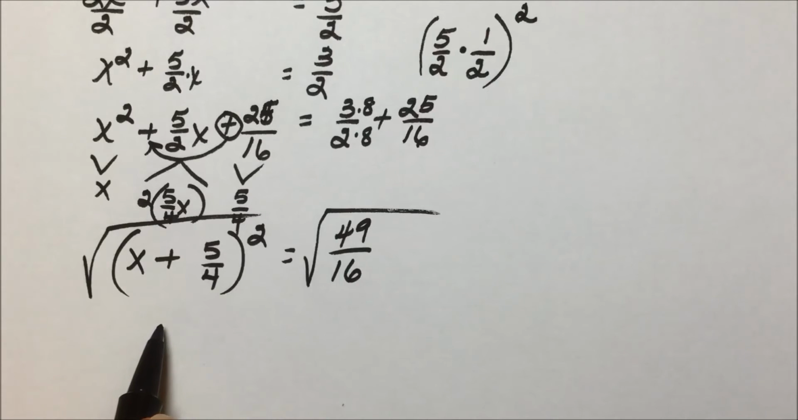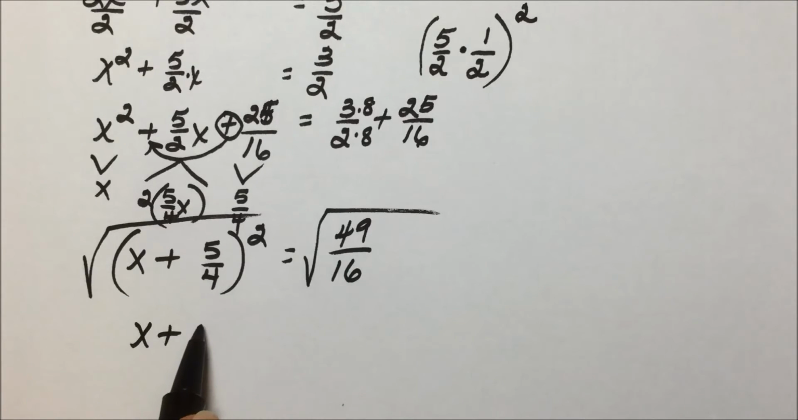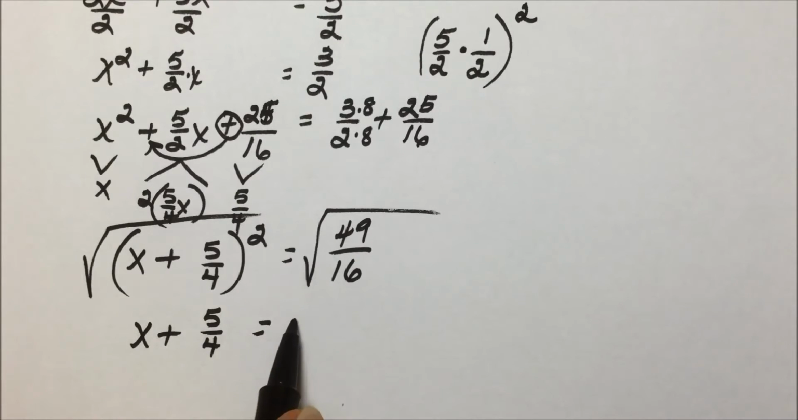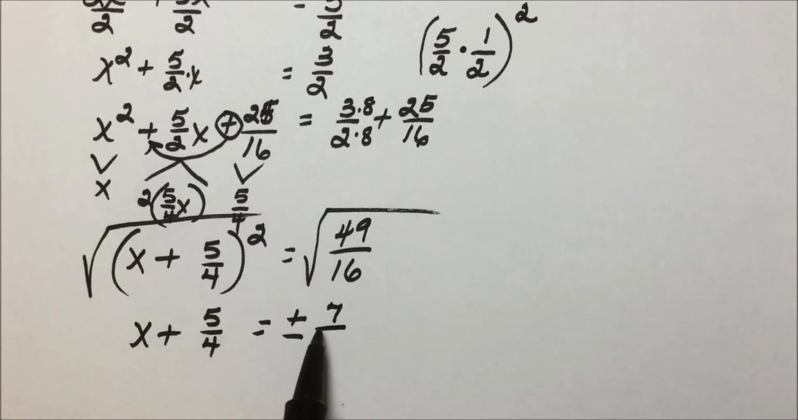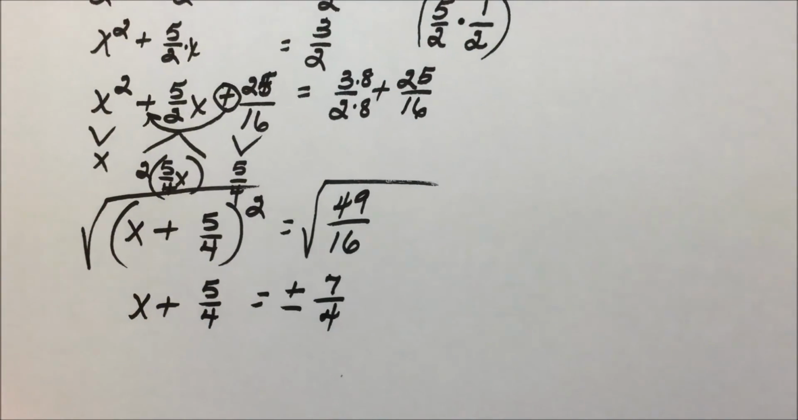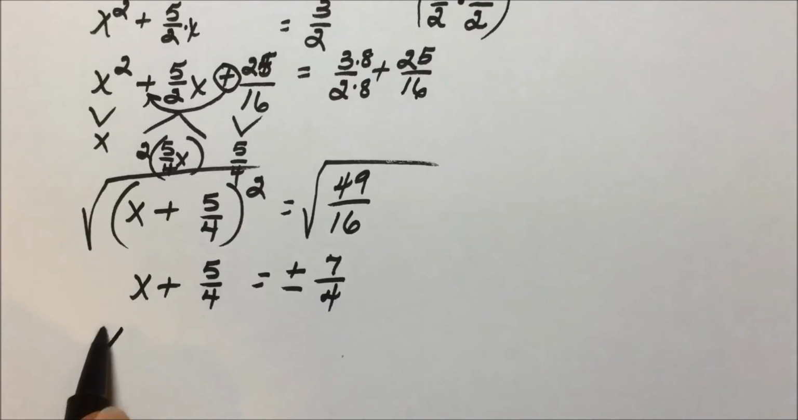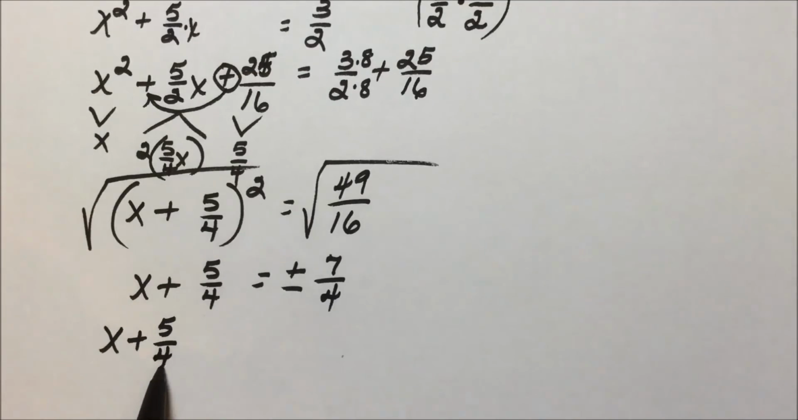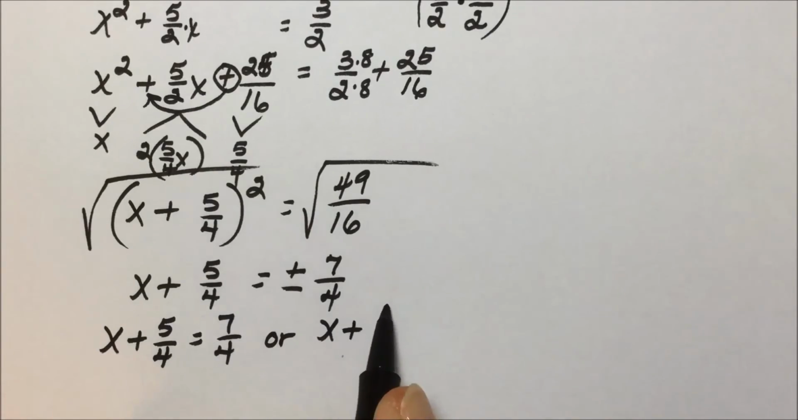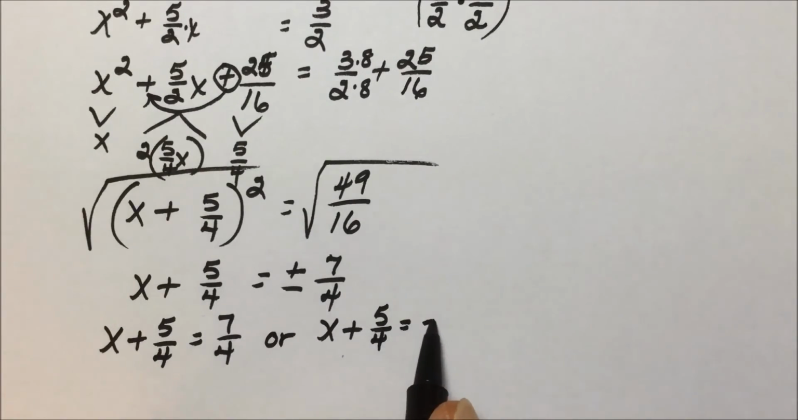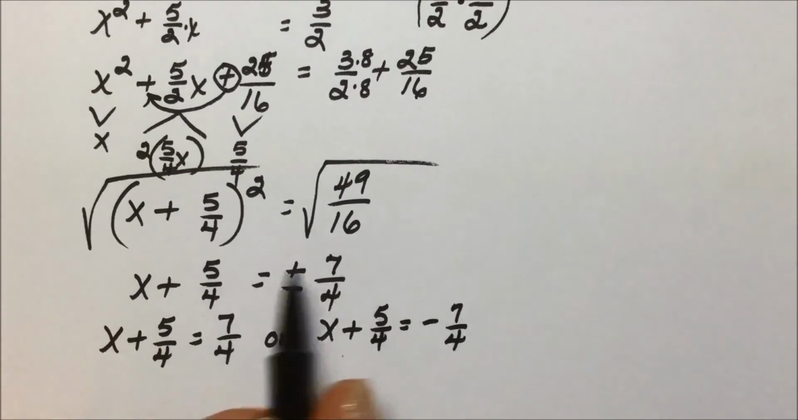Square root of a quantity squared is that quantity, x plus 5/4. And the square root of 49/16 will be not only the positive but also the negative of the square root of 49, which is 7, over the square root of 16, which is 4. To find the solutions, we'll separate that. x plus 5/4 equals 7/4, or the quantity x plus 5/4 is equal to negative 7/4.